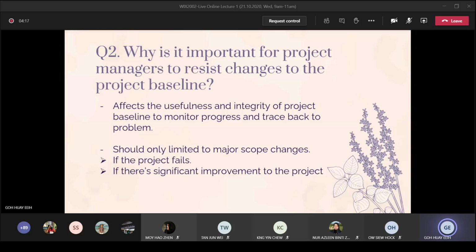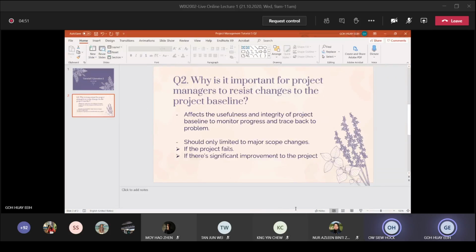The question 2 is, why is it important for project managers to resist changes to the project baseline? The reason is changing the project baseline will affect the usefulness and integrity of the project baseline to monitor progress and trace back to problems. And changes should only be limited to major scope changes, for example, if the project will fail or the changes represent a significant improvement of the project. Okay, that's the correct answer.